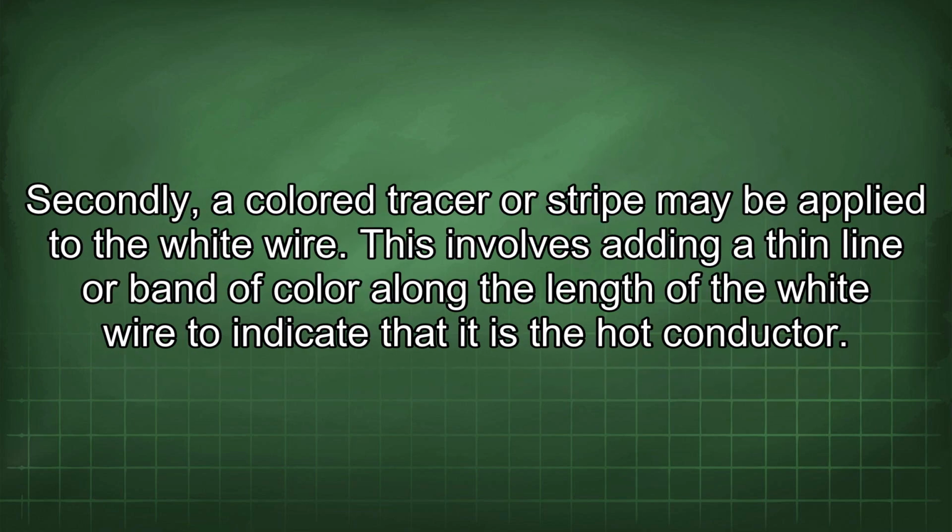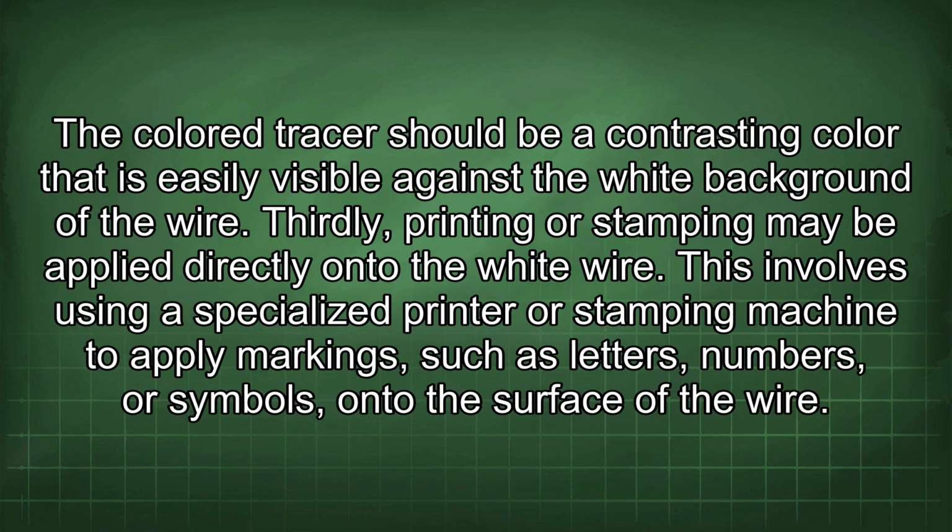Secondly, a color tracer or stripe may be applied to the white wire. This involves adding a thin line or band of color along the length of the white wire to indicate that it is the hot conductor. The colored tracer should be a contrasting color that is easily visible against the white background of the wire.